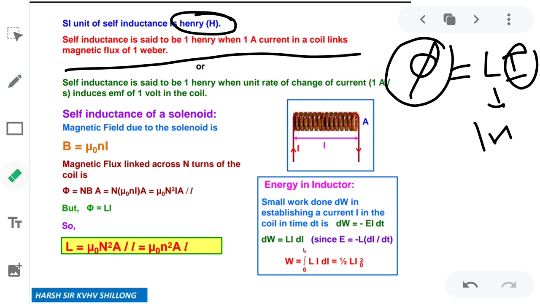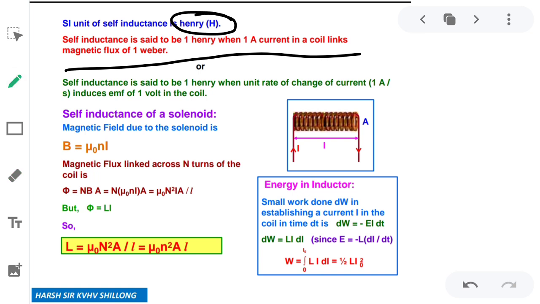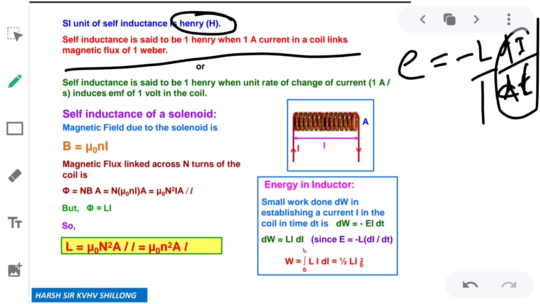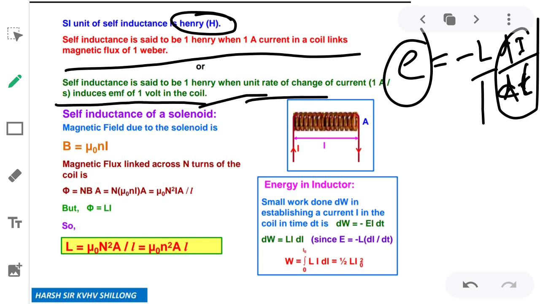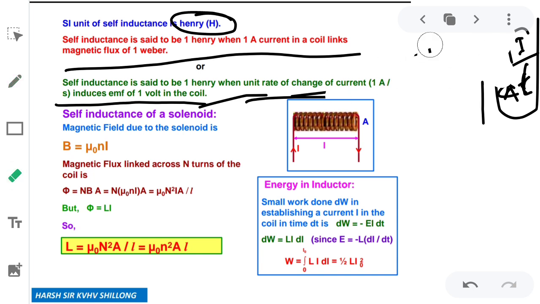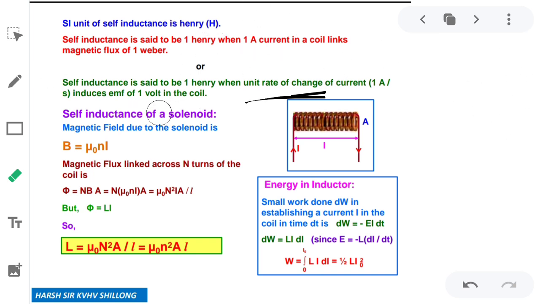Or either, if we go by this formula, E is equal to minus L di by dt. In this, if I want L as 1 Henry, di by dt is 1 and EMF is also 1. So, self-inductance is said to be 1 Henry when unit rate of change of current, that means di by dt is 1 ampere per second, induces EMF of 1 volt in the coil. So for 1 Henry, there are two definitions. If they ask in exam, you can answer by any one of these, whichever you feel easy to answer.